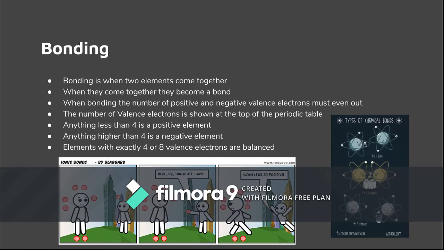Anything less than 4 is a positive element. Anything above 4 is a negative element. Elements with 4 or 8 valence electrons are balanced.